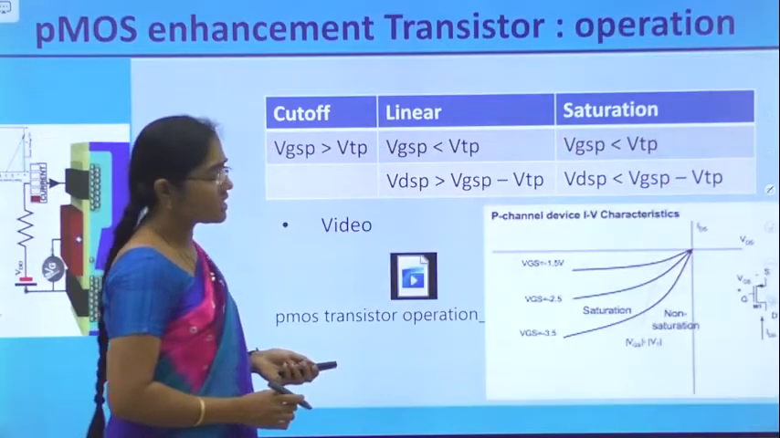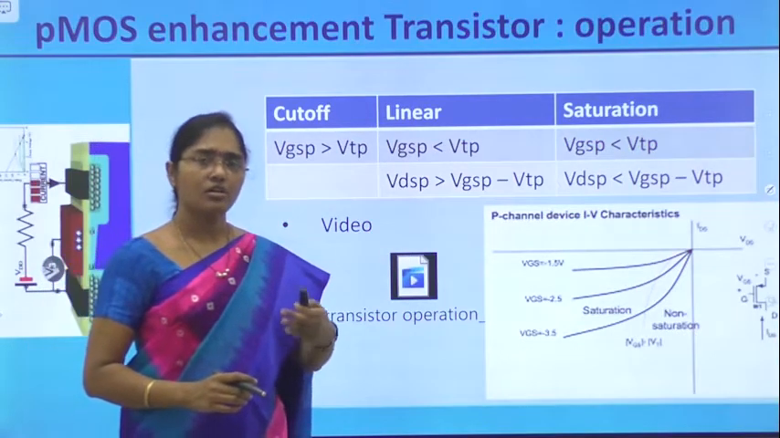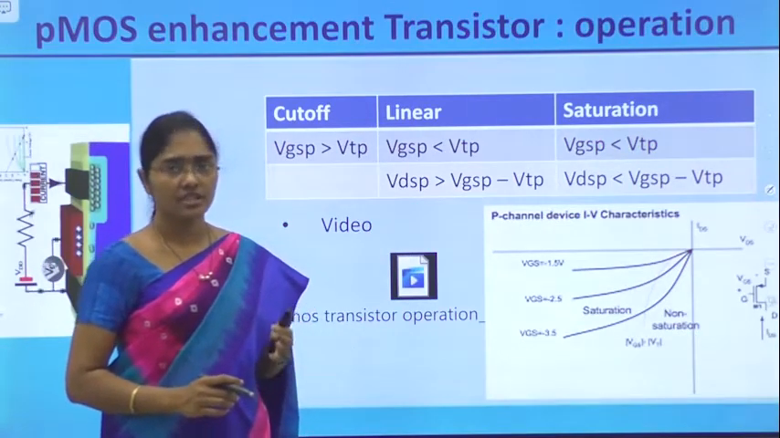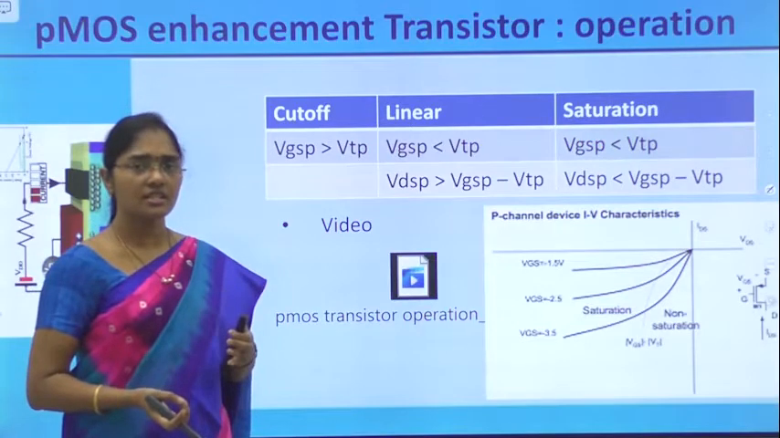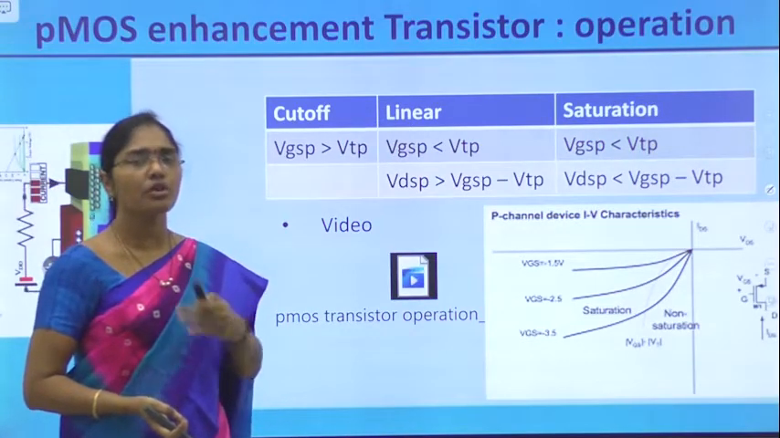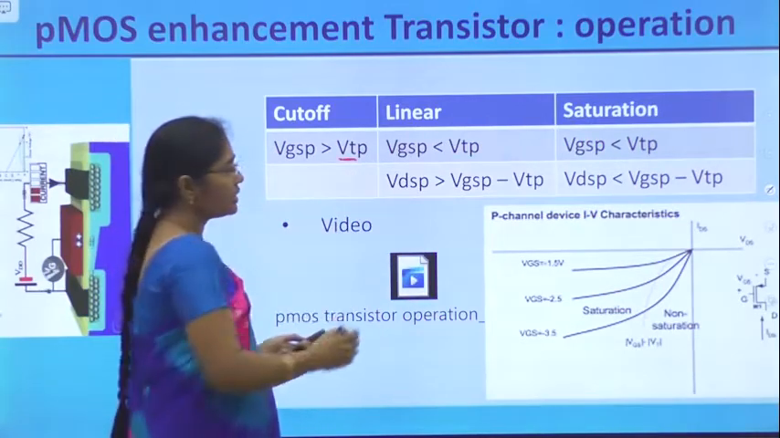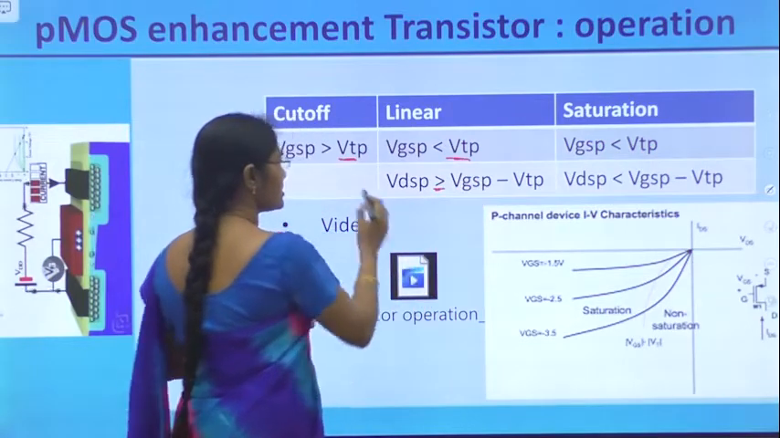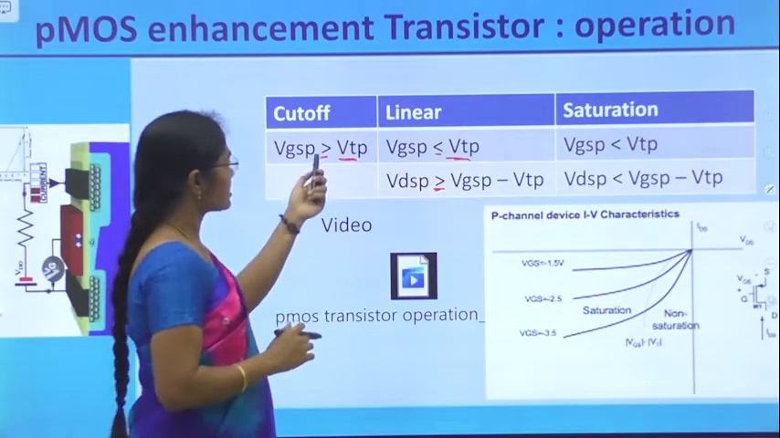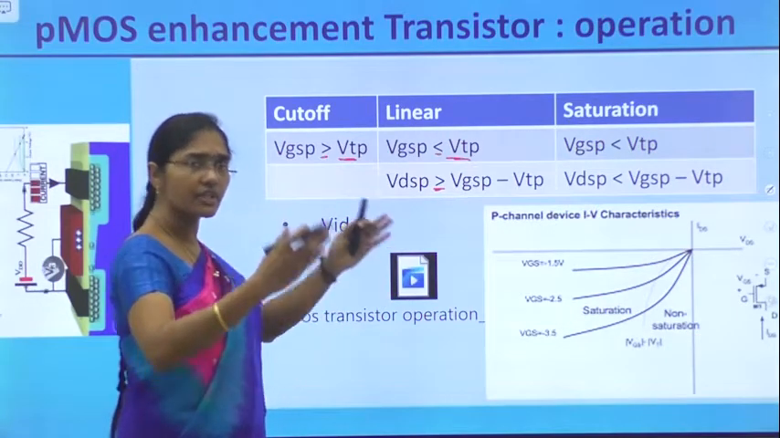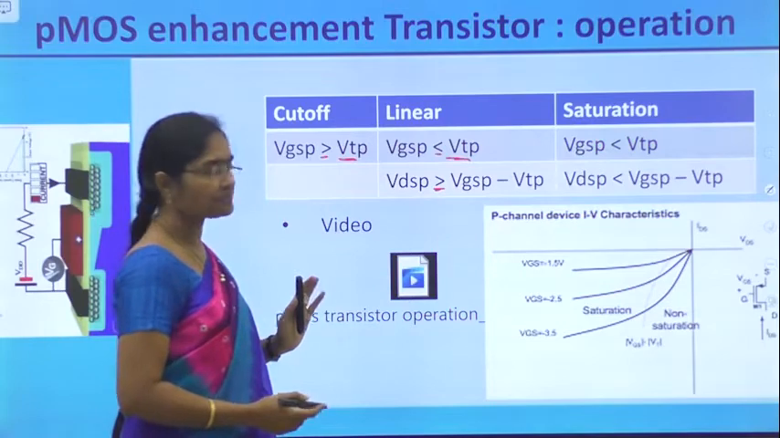Let us see the same conditions for the pMOS enhancement operation. pMOS enhancement transistor operation is also the same as nMOS enhancement transistor operation, but with a small variation, because of the structural change, the potentials have to be applied with opposite polarity. So VGSP should be greater than VTP, and observe that these relations are changed. In the nMOS it is less than, but here it is greater than. Because of the negative potential, opposite polarity voltages are required.